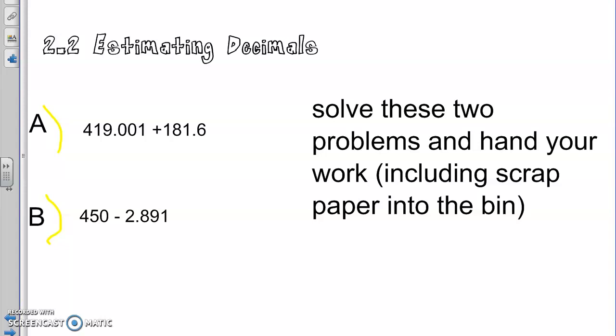All right, if you have any problem with these, please go back, check it out. You can rewind the video to follow the steps again. But if you don't need to do that and you feel very confident, solve these problems and hand in the work to the bin, including your scrap paper. All right? I hope you learned a lot.